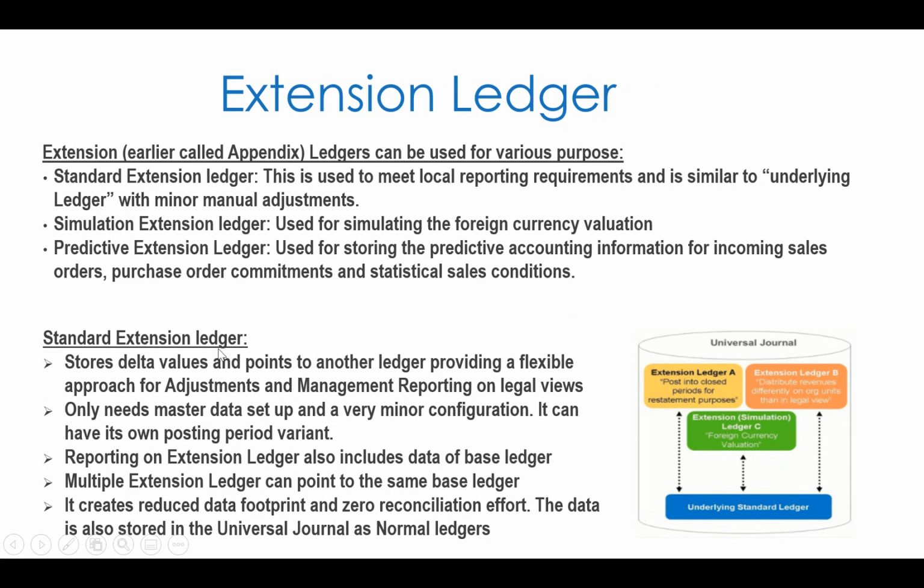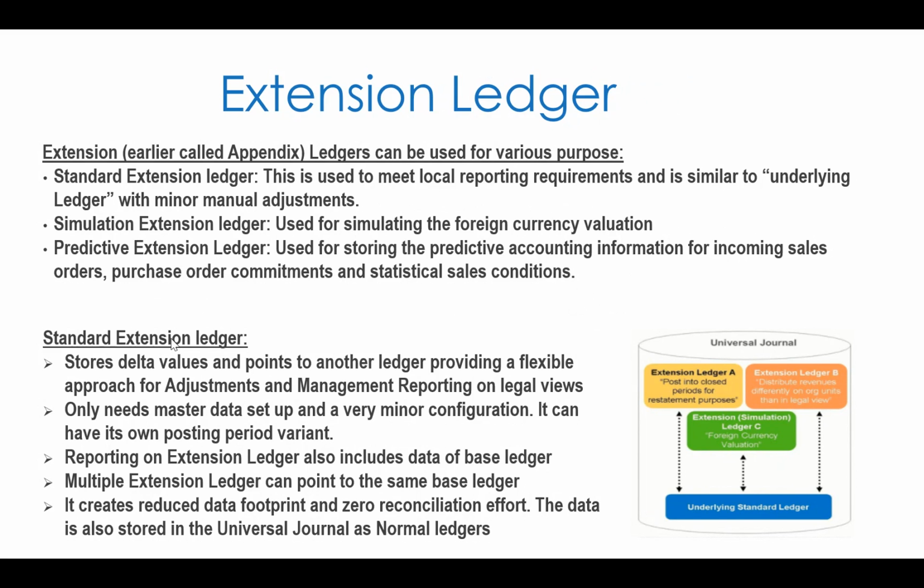So just a little further about the standard extension ledger, which, like I said, is the extension ledger which, one, most people associate with the extension ledger, and two, was the first type of extension ledger that SAP brought out. In fact, at that point, it was just called the extension ledger. I don't know that at that point SAP thought that they were going to have different types of extension ledger, right? So this standard extension ledger stores delta values and points to another ledger, providing a flexible approach for adjustments and management reporting. So what happens with the standard extension ledger is this.